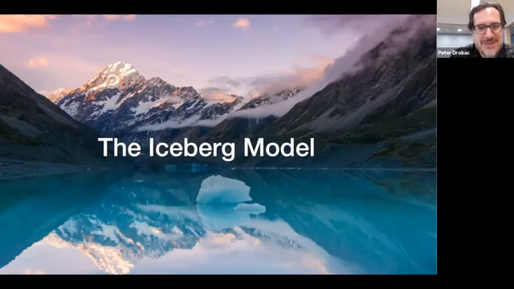Okay, so let's move on to part 2 of this exercise, and that's the iceberg model. I recognize that this is not a picture of an iceberg, it's a picture of ice and some mountains, but it looks nice and it's close enough.